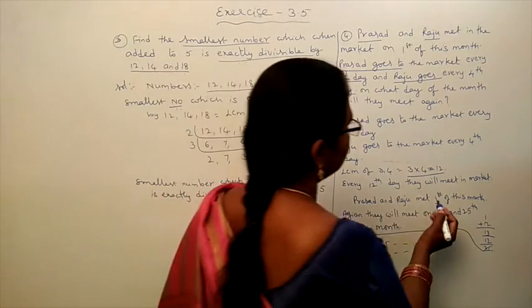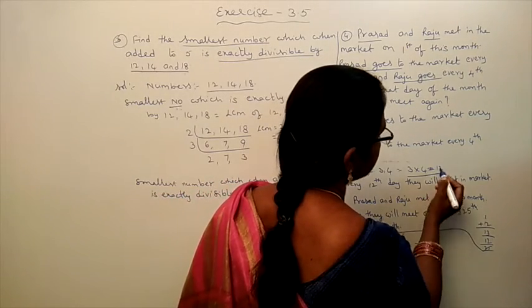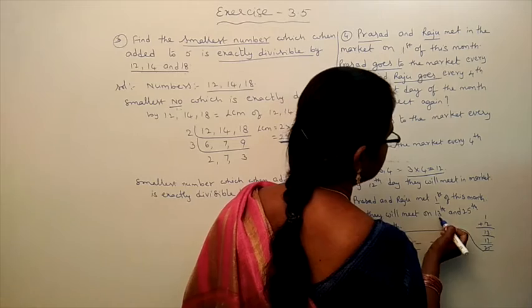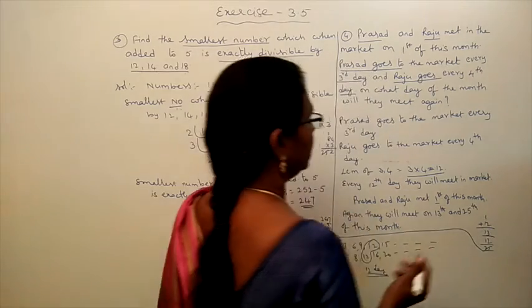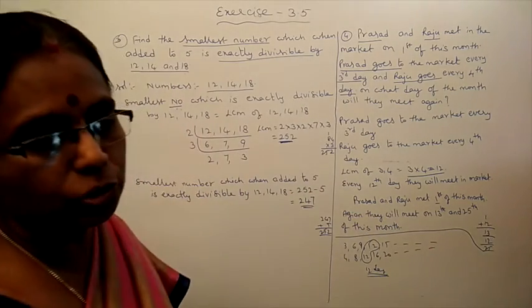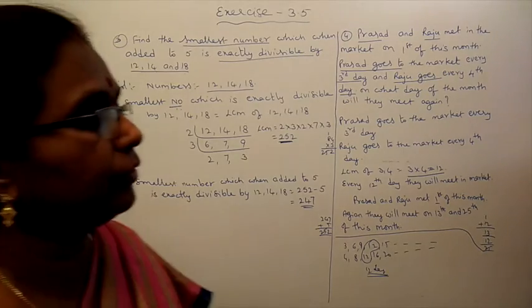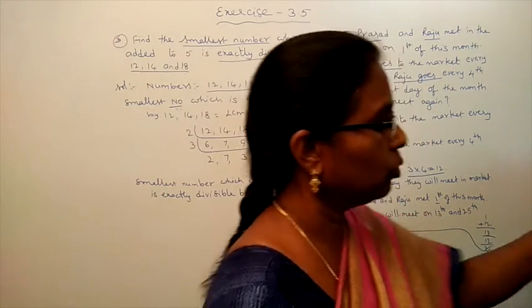Means first after 12 days, means 1 plus 12, 13th. Then again 13th plus 12, 25th. Now they will both meet on the 13th of this month and the 25th of this month. Now homework.